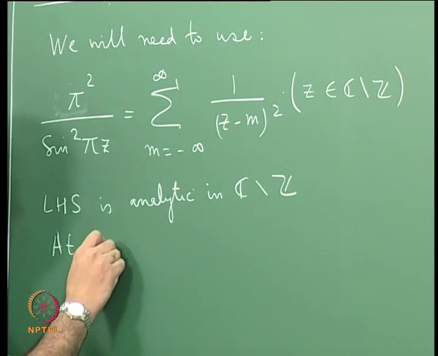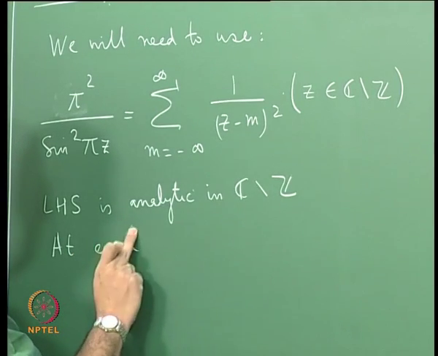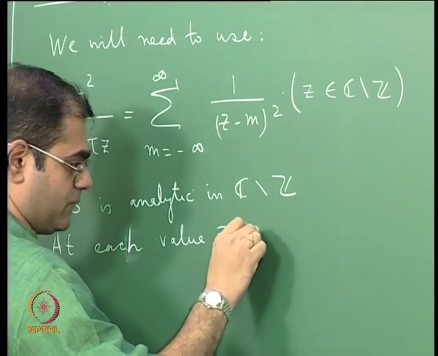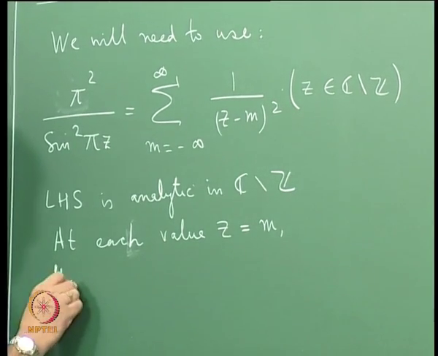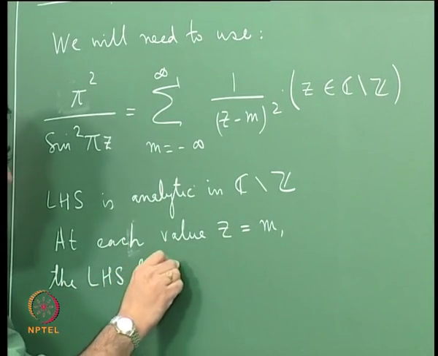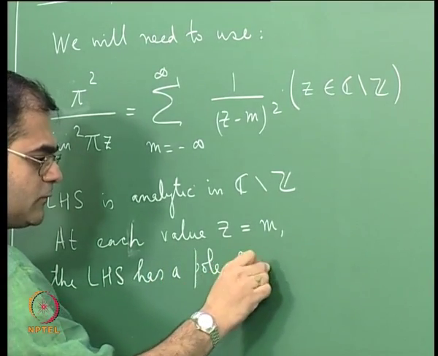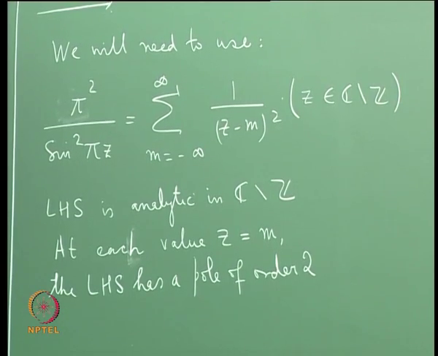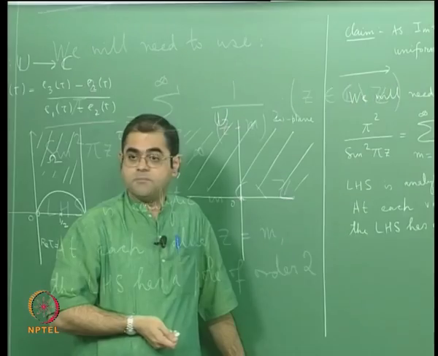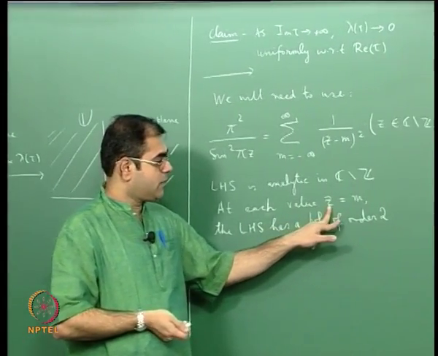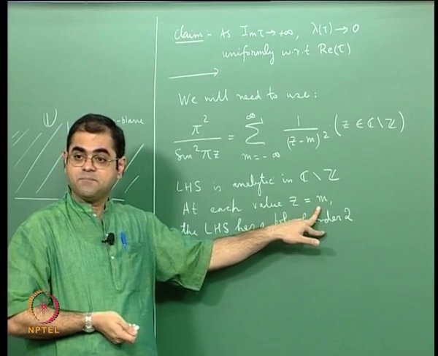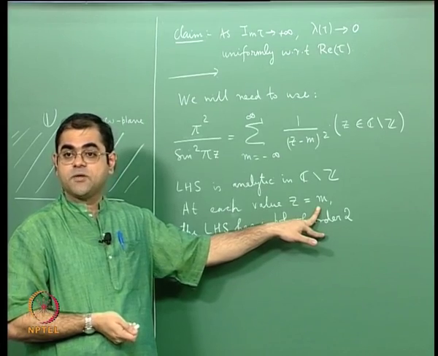At each value z equal to m, the left hand side has a pole of order 2. And of course if you have an isolated singularity then you have a Laurent development, and if you take the Laurent development about z equal to m, that means you try to expand in powers positive and negative of z minus m, then the singular part will be precisely 1 by z minus m the whole square.